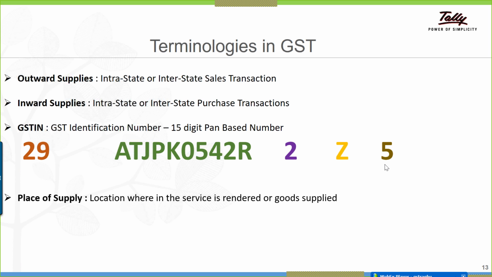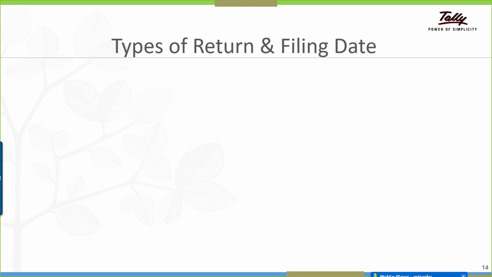So place of supply is the location wherein the service is rendered or goods are supplied. These are all the terminology we have used in GST. So now we'll discuss the types of return and filing dates under GST.